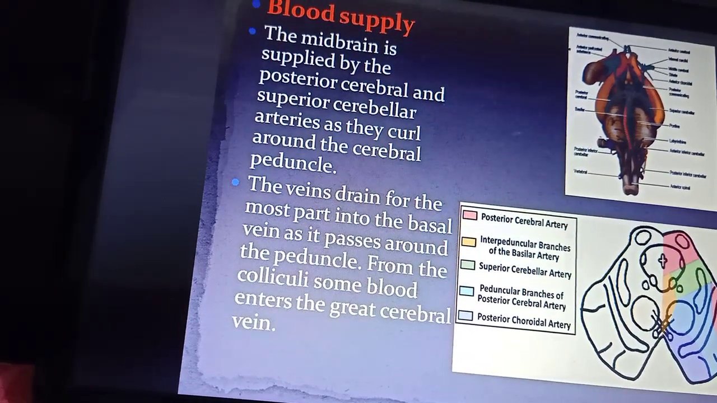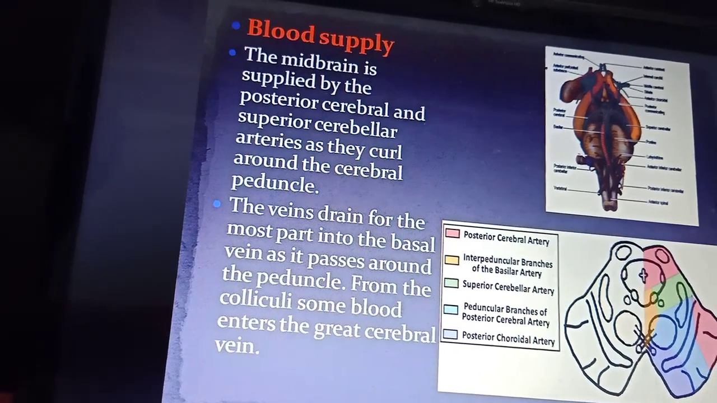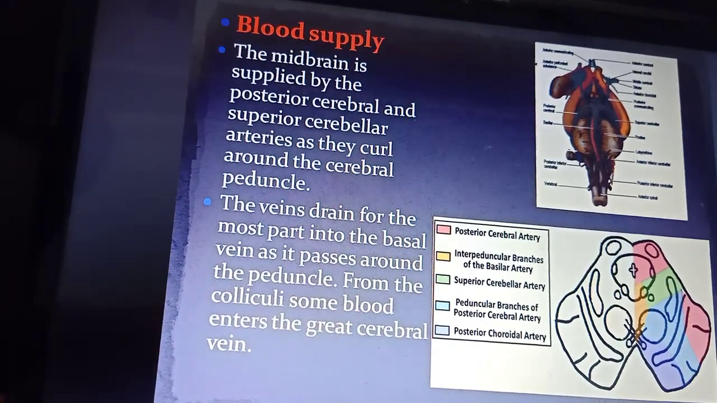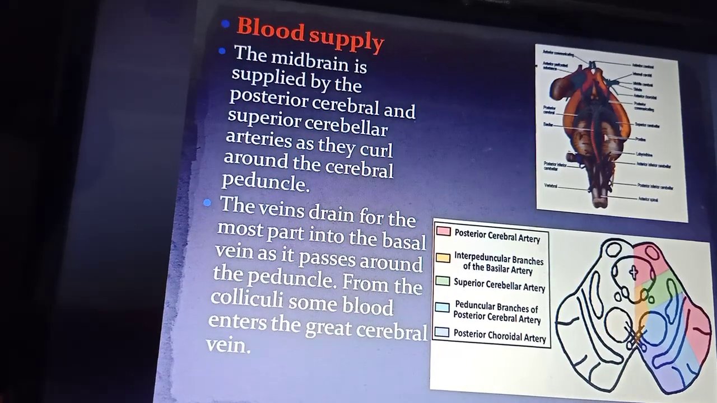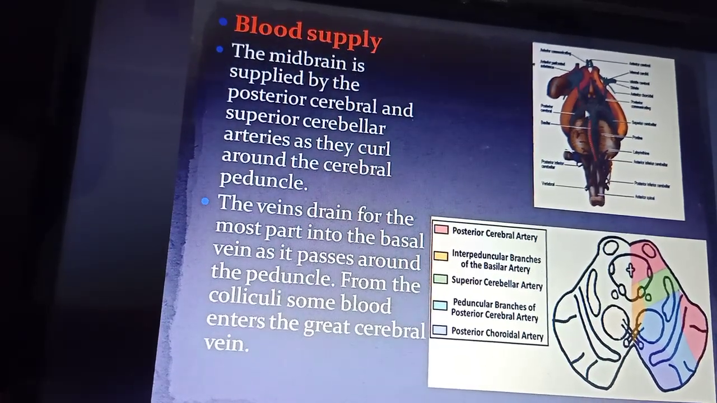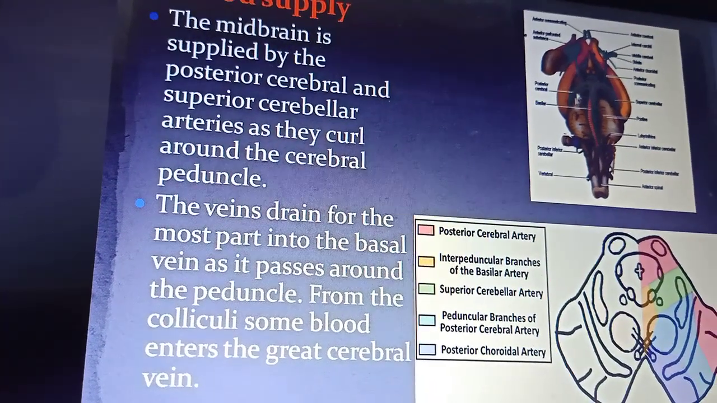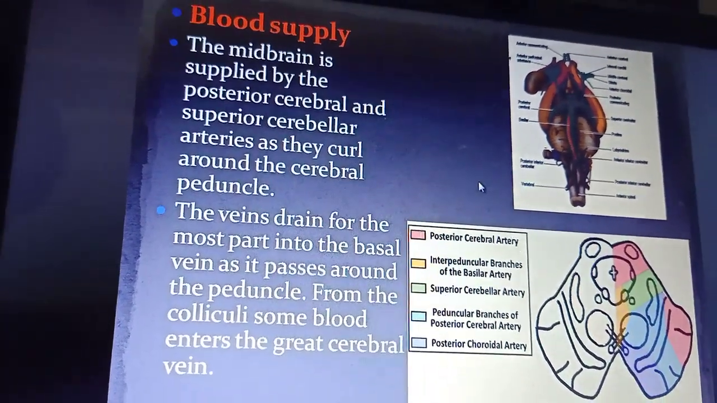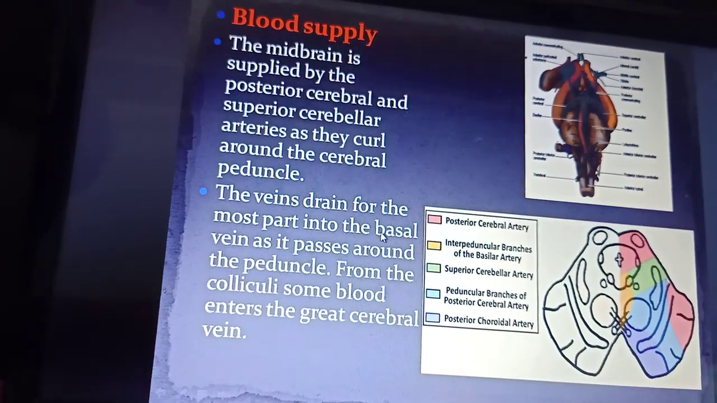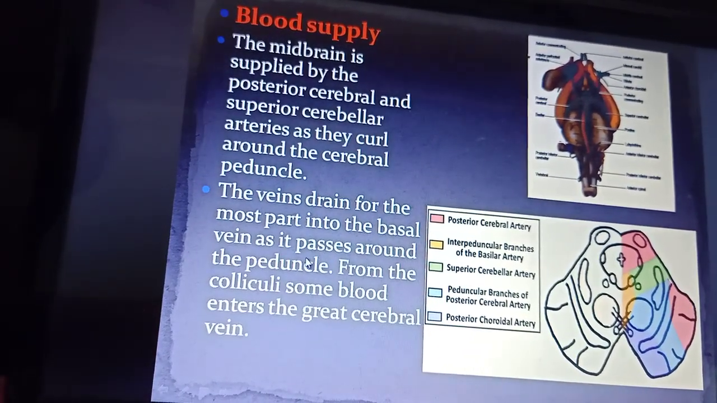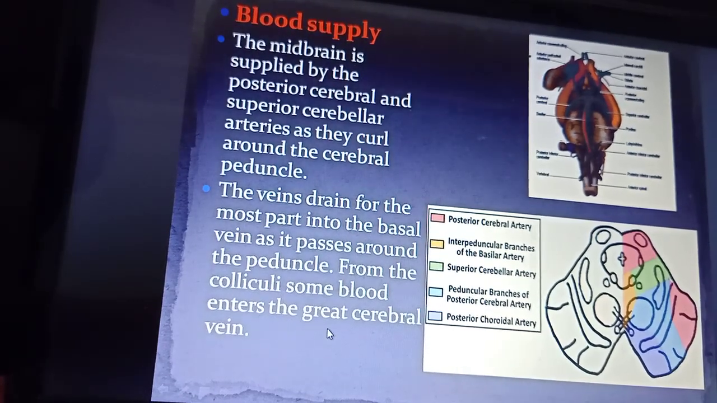Blood supply of the midbrain. The midbrain is supplied by the posterior cerebral and superior cerebellar arteries as they curl around the cerebral peduncle. See in this diagram, these two arteries supply the midbrain, the superior cerebellar and posterior cerebral artery. The vein drains for the most part into the basal vein as it passes round the peduncle. From the colliculi, some blood enters the great cerebral vein.